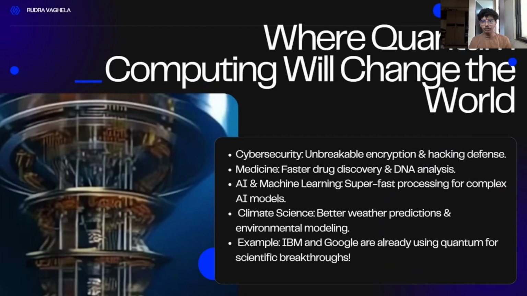Why will quantum computing change the world? Cybersecurity: unbreakable encryption and hacking defense. Medicine: faster drug discovery and DNA analysis. AI and machine learning: super fast processing for complex AI models. Climate science: better weather prediction and environmental modeling. Example: IBM and Google are already using quantum for scientific breakthroughs.